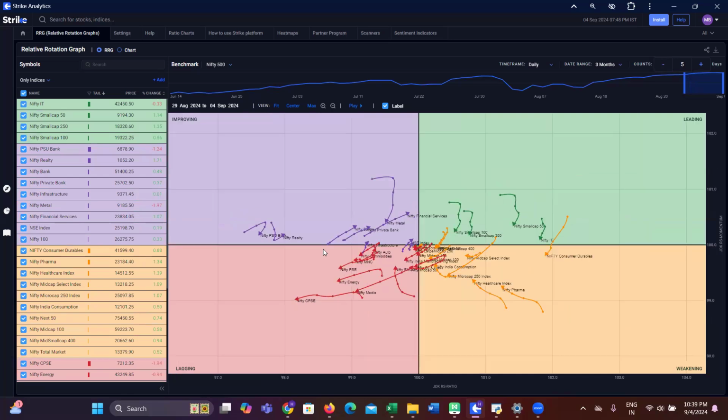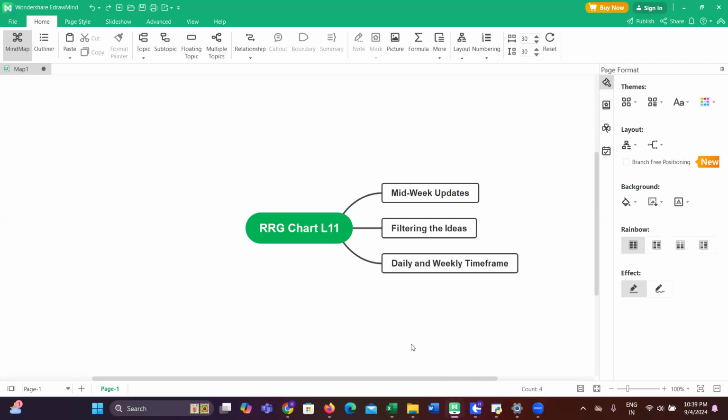5 days of movement on a daily chart represents 1 week. So remember this, and you can compare with the different time frames as well. I'll record another video to compare the daily versus weekly to see how we need to read through it. That would be my next video. But this was a quick video to record the current weekly status.